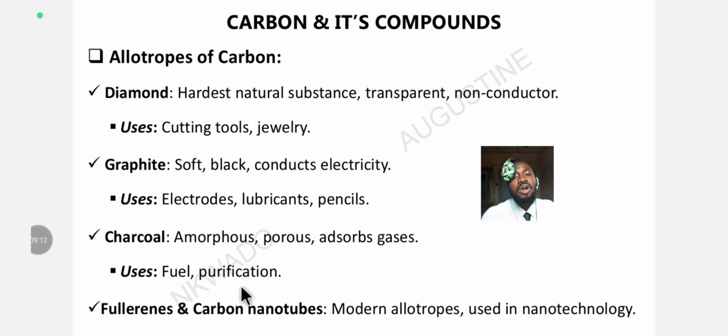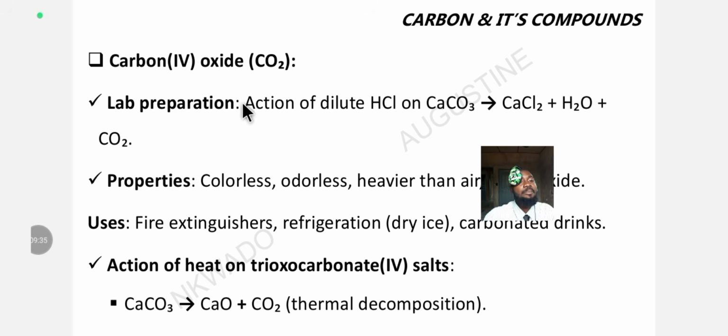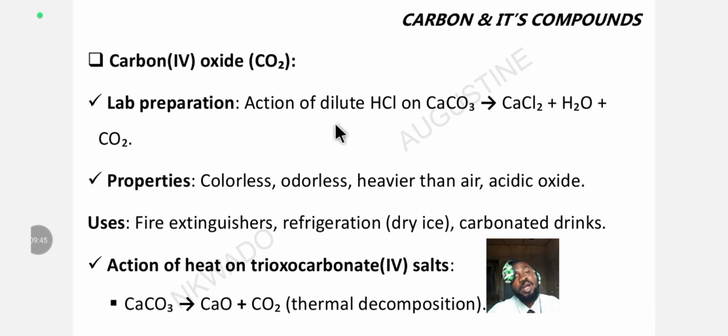All right. So the final allotropes of carbon are the fullerenes and the carbon nanotubes, and they are the modern allotropes of carbon. They are used in nanotechnology. Now let's look at carbon(IV) oxide as the most common oxide of carbon. What is the laboratory preparation of carbon(IV) oxide? It is prepared by the action of dilute acid on limestone. When you react dilute acid with limestone, you get carbon(IV) oxide.